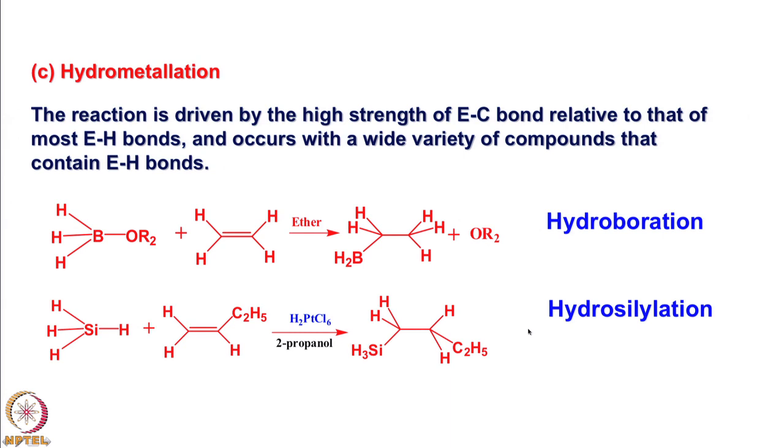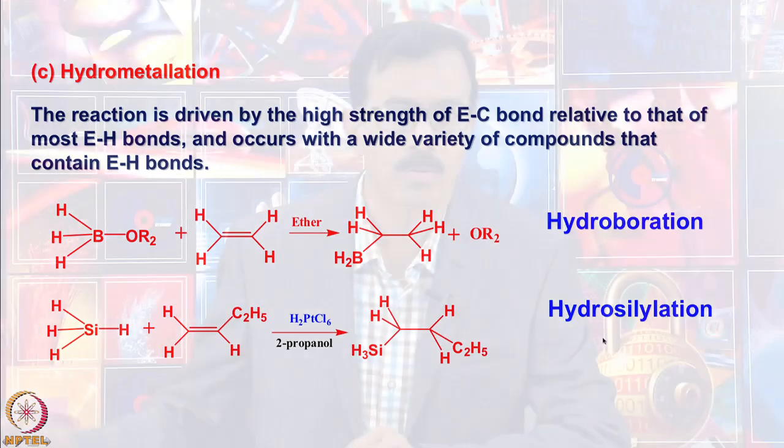Similarly, one can also perform this hydrosilylation reaction, but this requires a catalyst, preferably a transition metal catalyst such as platinic acid, here H2PtCl6. This reaction is carried out in 2-propanol, and here the Si-H bond is added across this carbon-carbon double bond. So, this is called hydrosilylation reaction.